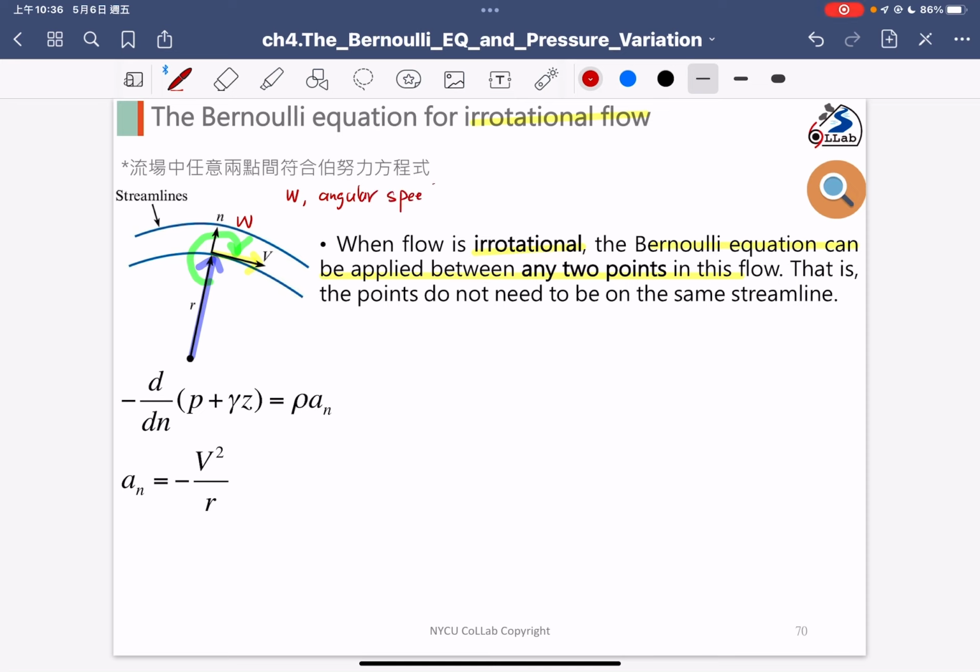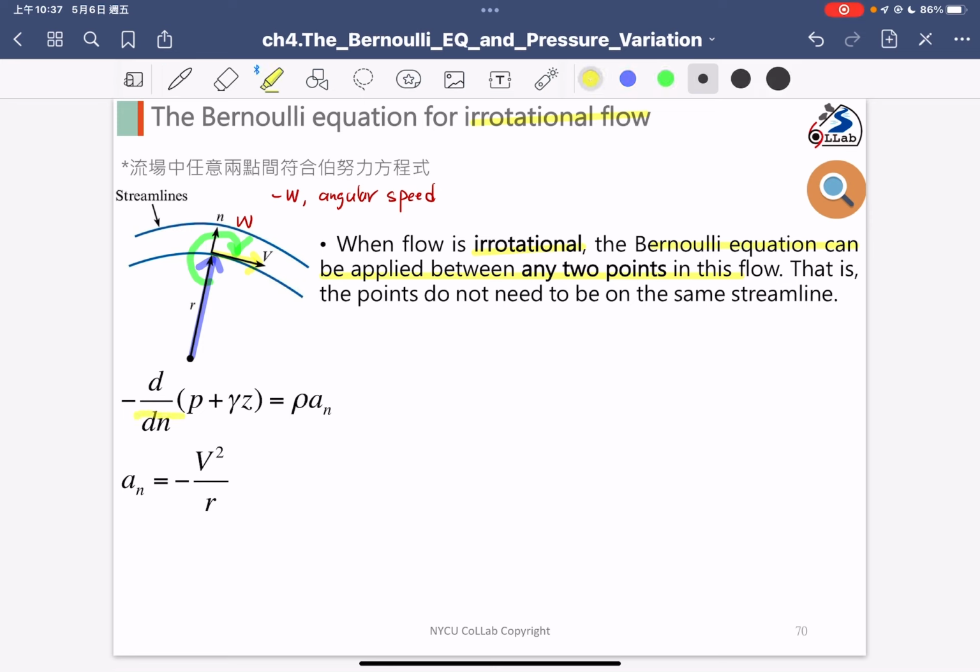Okay, it's our angular speed. So in that case, because it's clockwise, omega is minus omega, right? It is a minus omega because it's a clockwise rotation. So the omega is the minus omega. And then we go back to see the equation showing here.